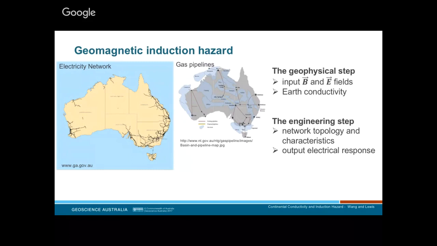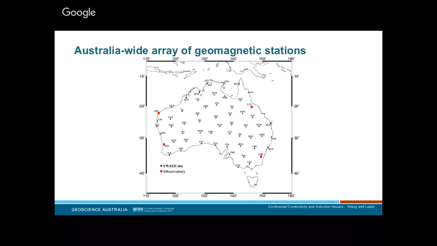It's well known that a geomagnetic GIC study is usually divided into 2 steps: a geophysical step and an engineering step. Today I'll just talk about the geophysical step. The data we are using is the Australia-wide array of geomagnetic stations, with a spacing of about 275 kilometers. A broad scale 3D electrical conductivity model was derived from this data set. The data was collected in the early 1990s.